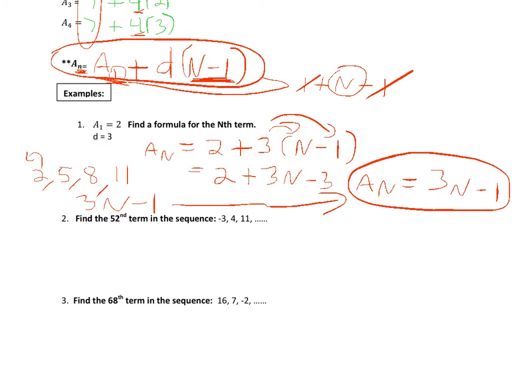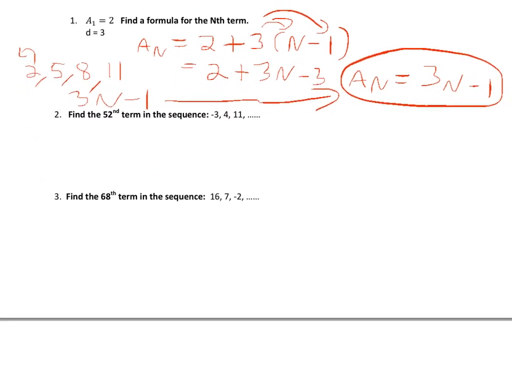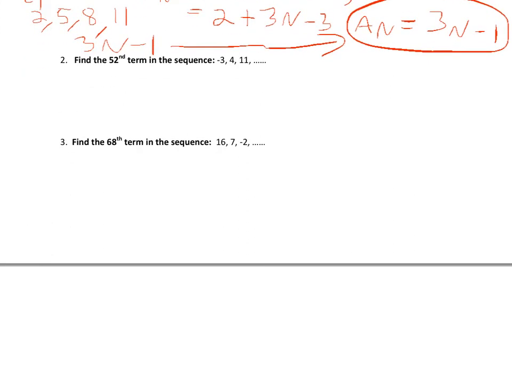Okay, number 2, we want to find the 52nd term in this sequence. Well, what you should notice right away for a lot of these sequences is, what's the common difference? Well, you can see if you go from negative 3 to 4 to 11, you're going up by 7. So I'm going to say d is 7. Now, you could keep adding 7 until you get the 52nd term, but that's just going to take too long. This is where the formula really comes in handy.